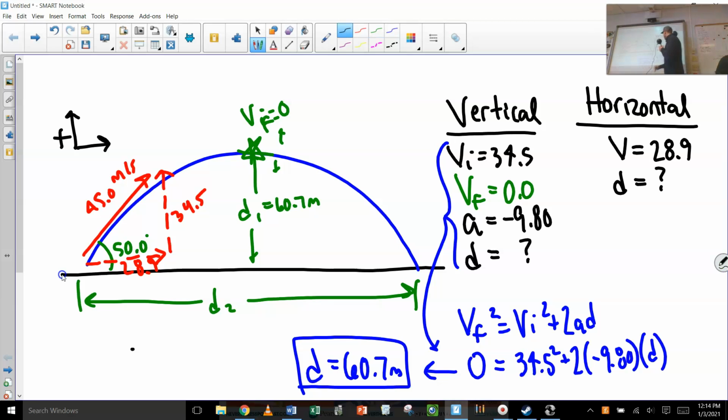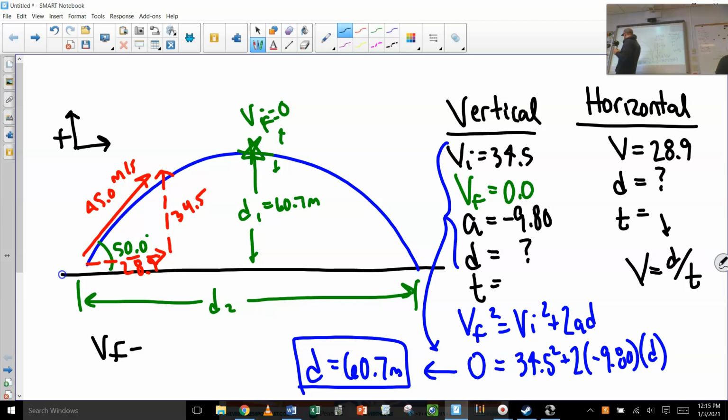Now let's figure out how far it goes. The only way to figure out how far it goes is you need to know the time, because I'm then going to plug this into the equation. Velocity equals distance over time. So what I'm going to have to do is use this stuff again. I'm going to need to find the time using the vertical components. So I'm going to use this one, VF equals VI plus AT. And I'm going to use that spot up there, but you've got to be careful. When you use that spot, you're going to end up getting half of the time.